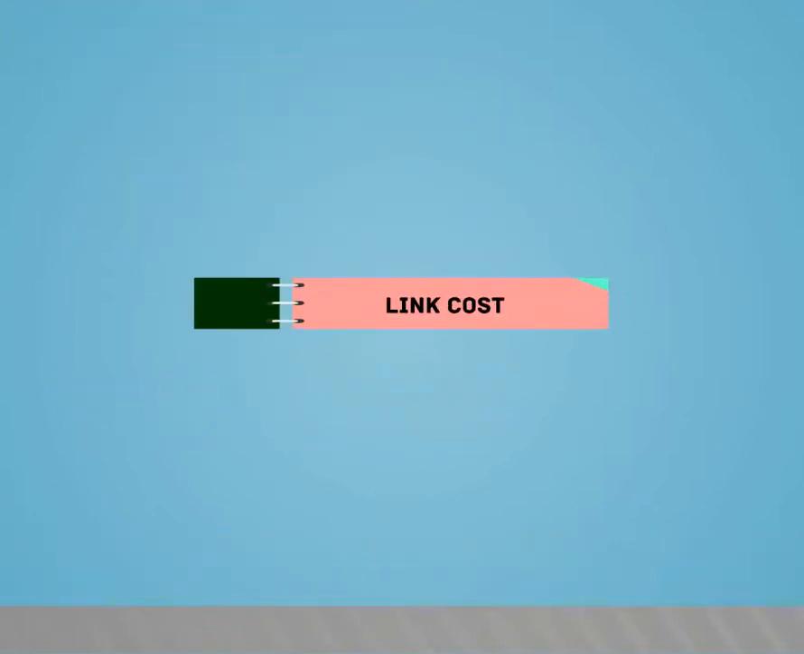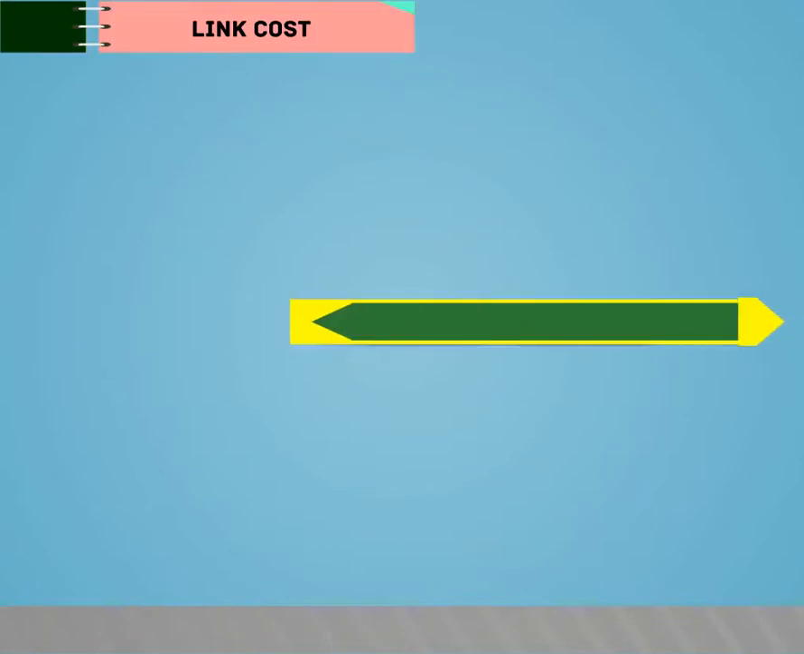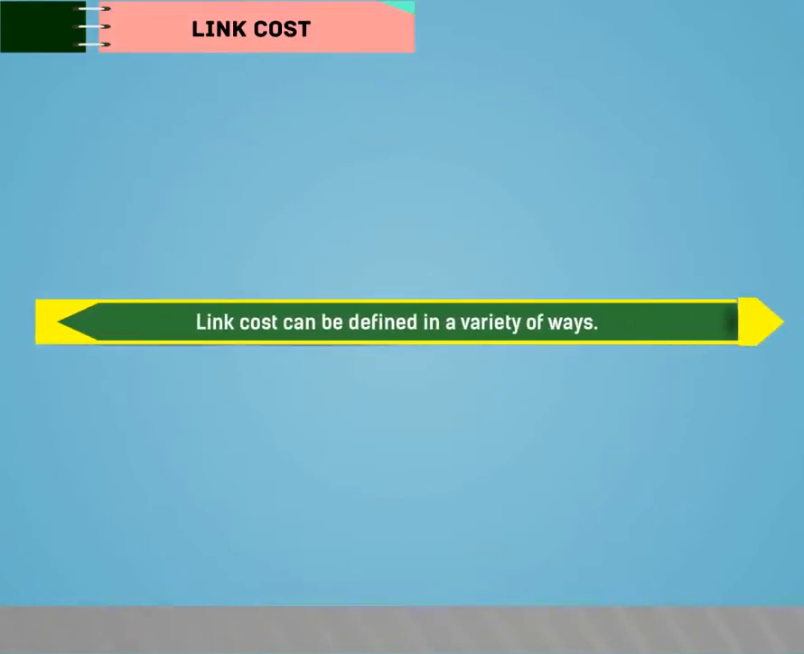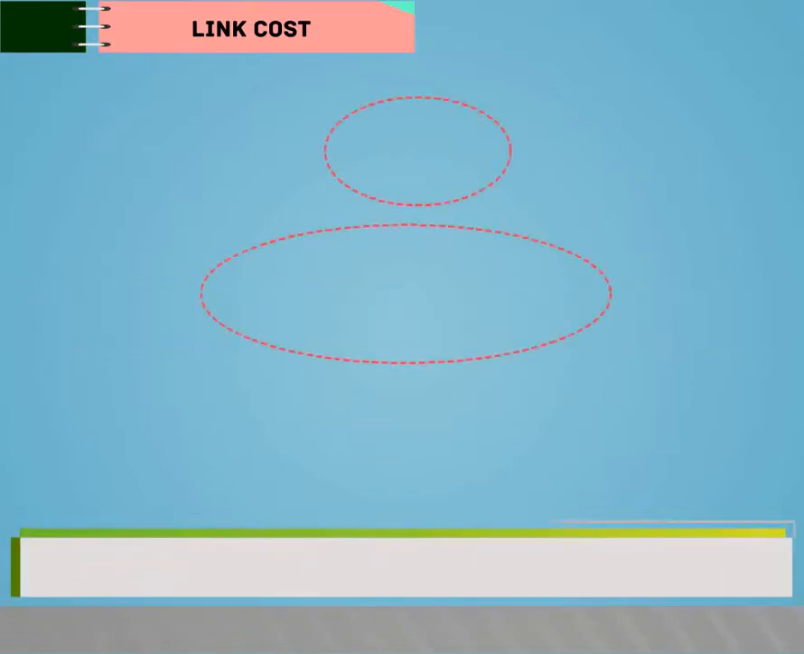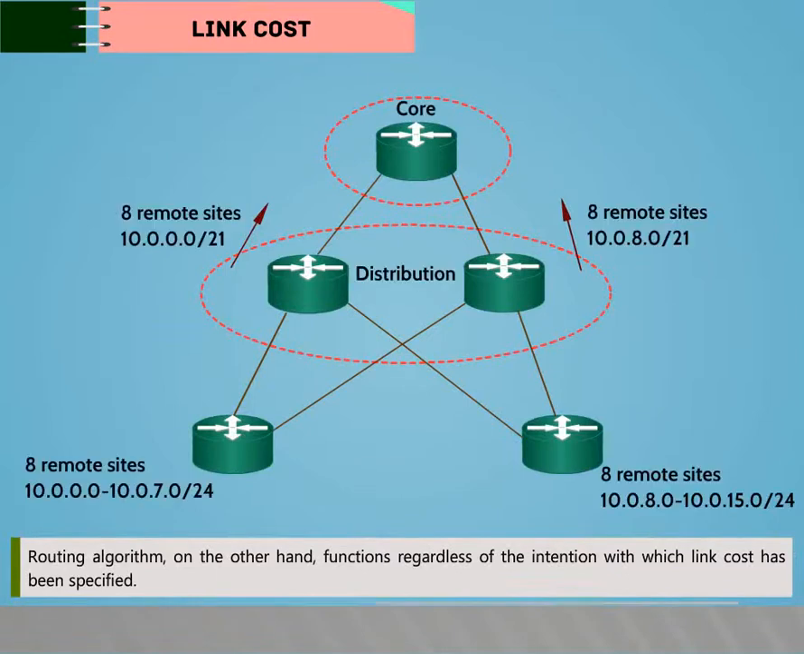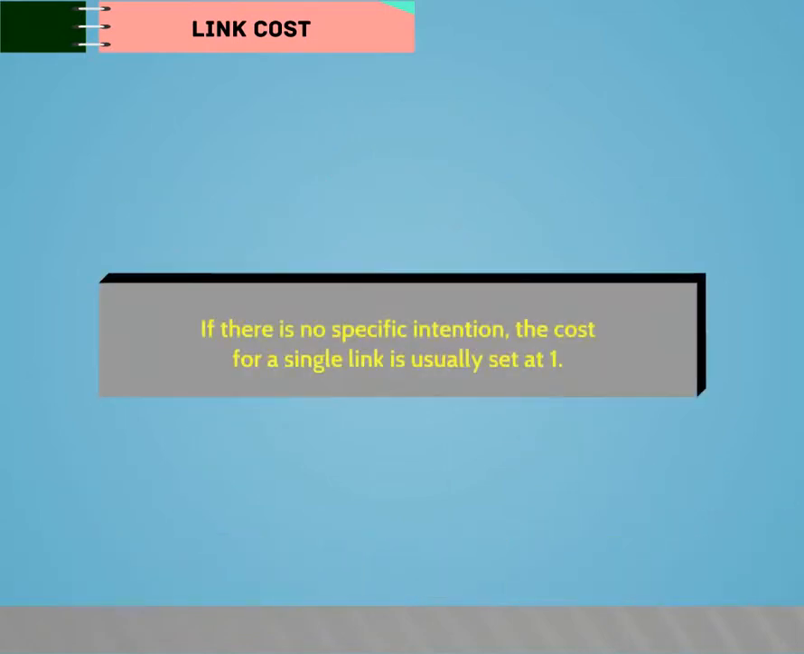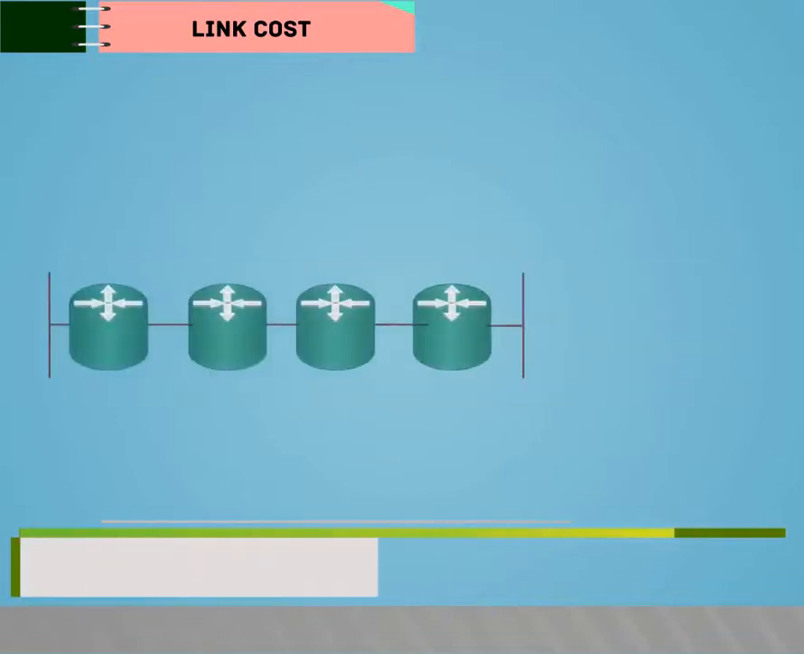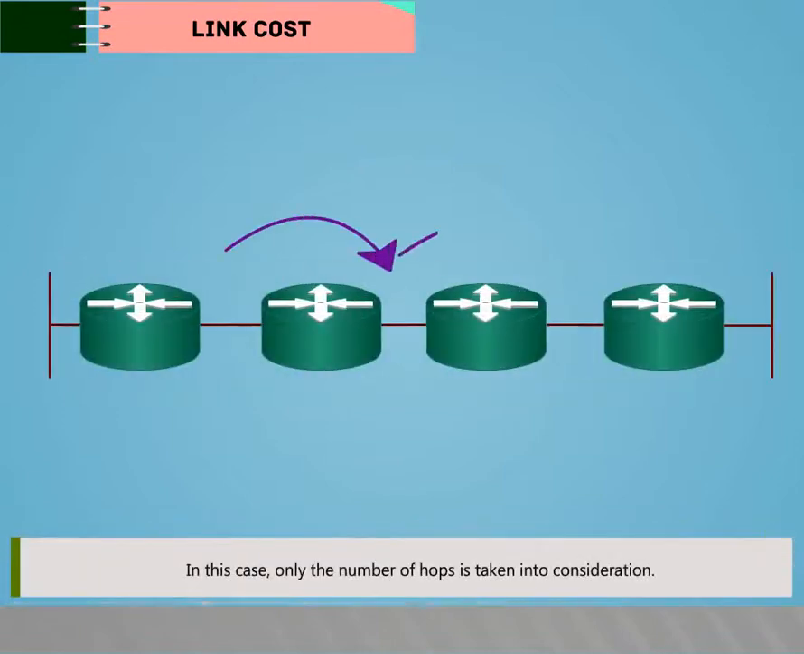Link cost. Link cost can be defined in a variety of ways. The routing algorithm, on the other hand, functions regardless of the intention with which link cost has been specified. If there is no specific intention, the cost for a single link is usually set at 1. In this case, only the number of hops is taken into consideration.